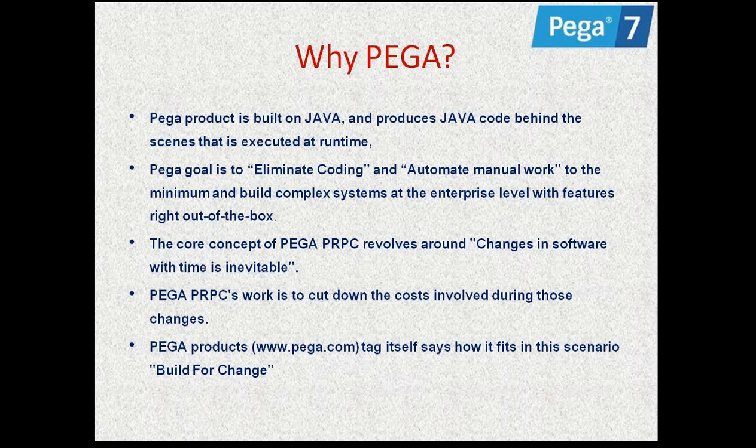The core concept of Pega PRPC revolves around change in software. So what are the changes happening? The main goal of Pega is to automate the manual work, and Pega PRPC's work is to cut down the costs involved during the changes. So the main theme of this is to eliminate the coding and cut down the production cost.